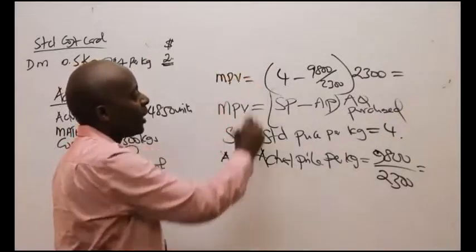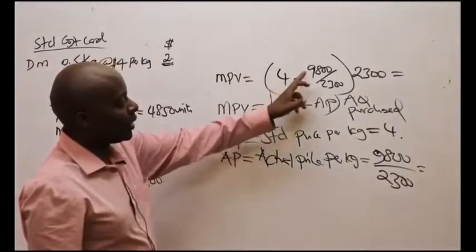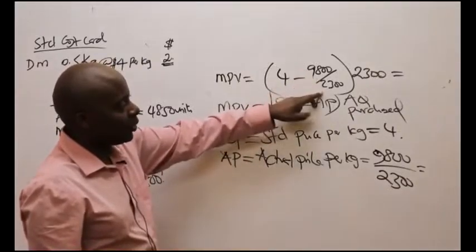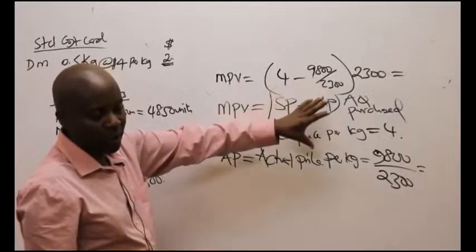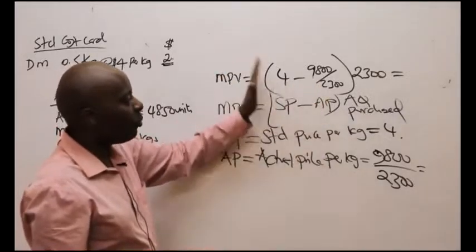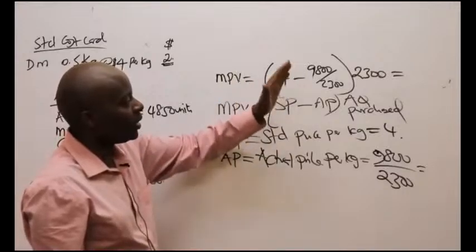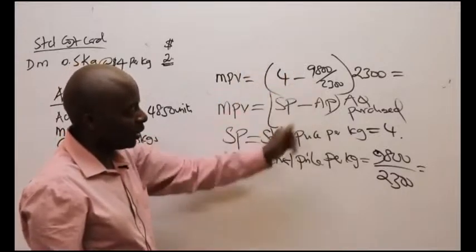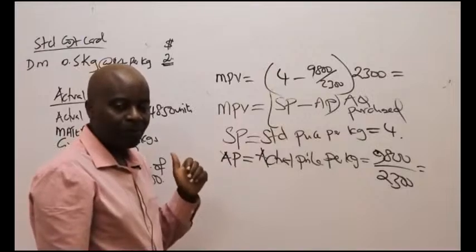What is material price variance? You say 4 minus 9,800 divided by 2,300, equals whatever you get there, times 2,300. Or you open bracket, say 4 minus this, divided by that, close, times 2,300. What figure are they getting?